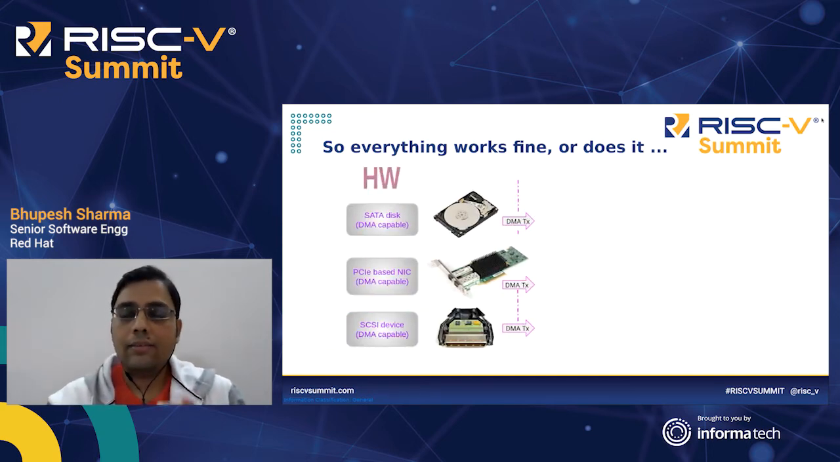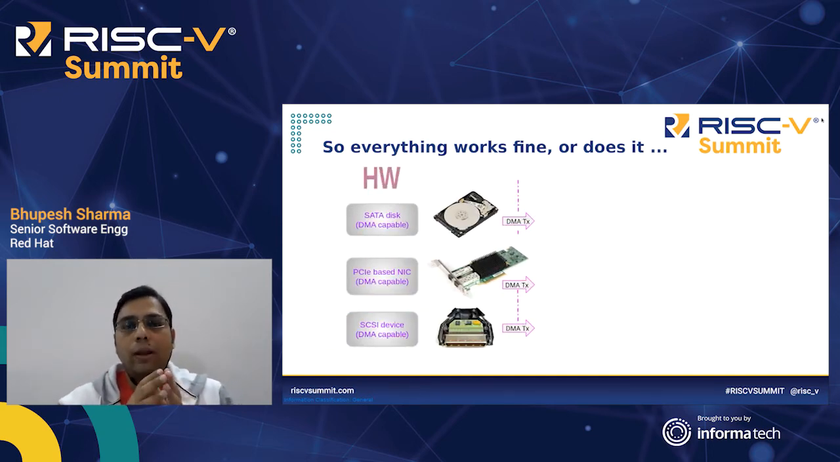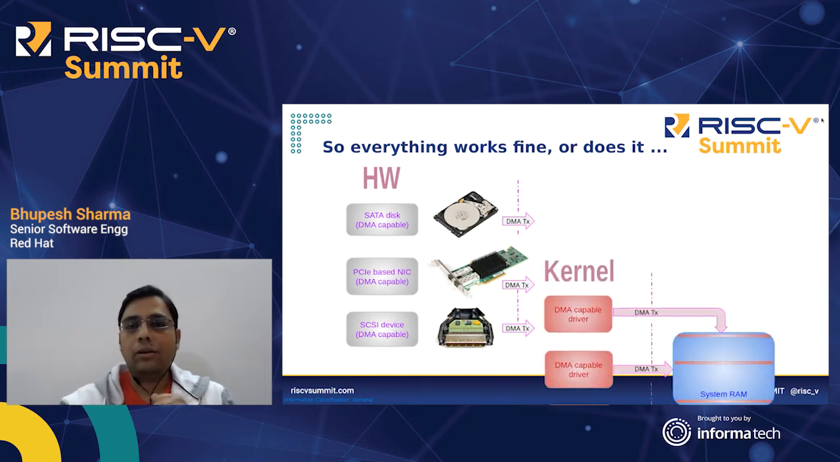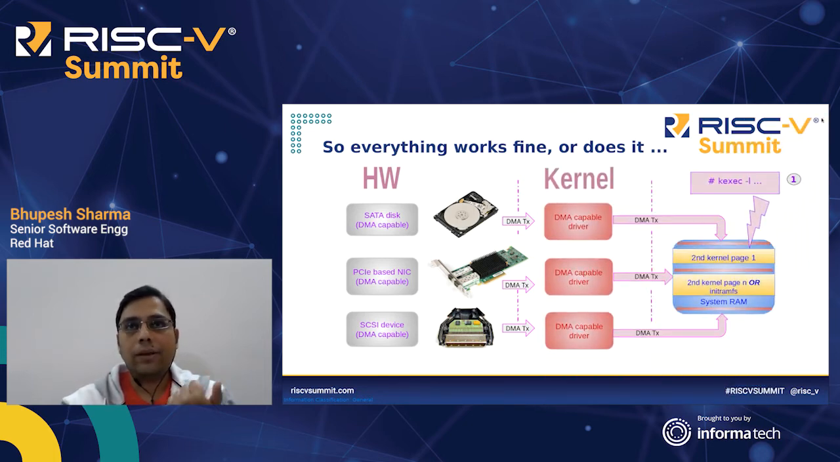Now, let's consider the same case and see what happens when we do a kexec operation, kexec load and kexec execute, along with this DMA capable driver operation. Now, let's consider that the kexec load operation happens asynchronously with the operation of the DMA capable device drivers. The kexec load operation will actually cause the second kernel pages and initramfs to be loaded into the system RAM. So we can see here the DMA capable drivers are actually putting the DMA data into the system RAM. You can see the small red bands.